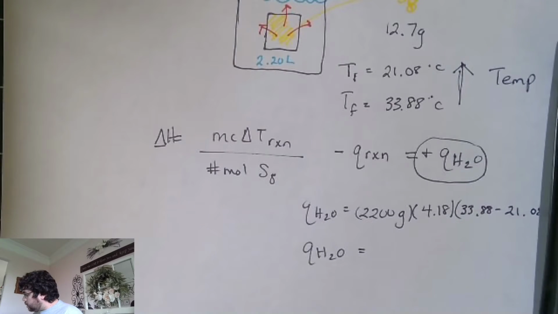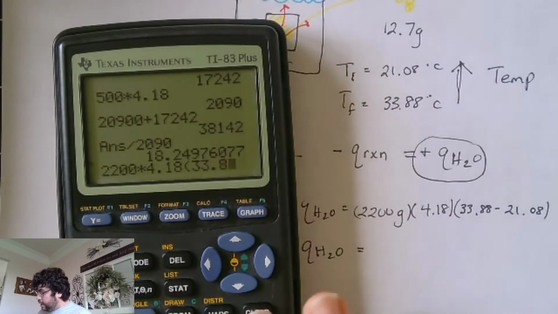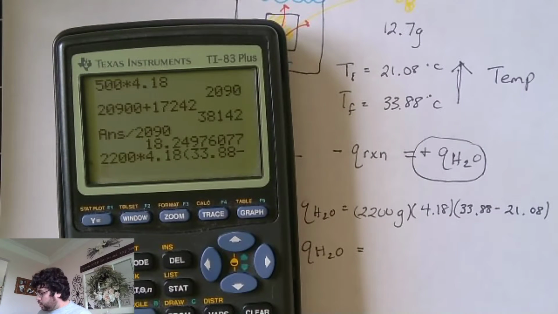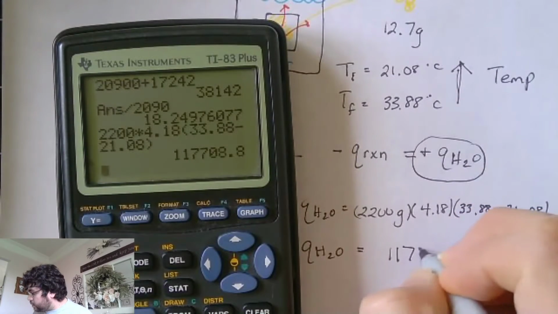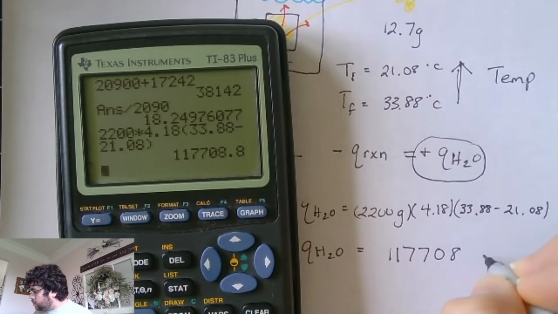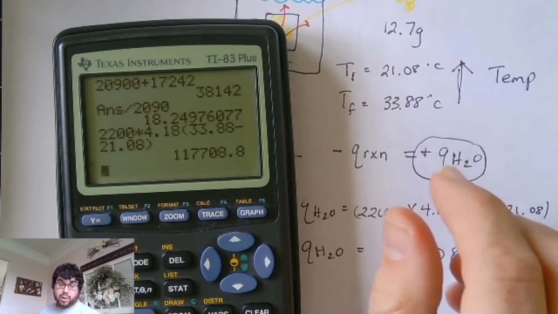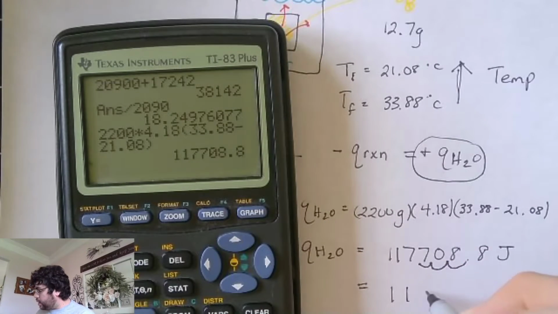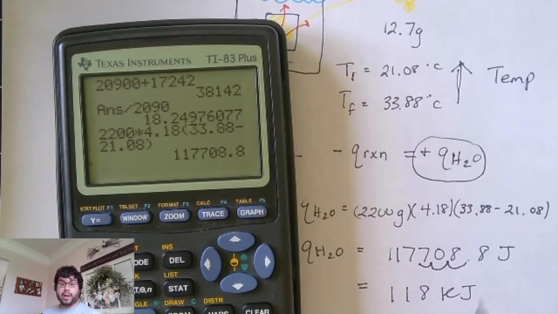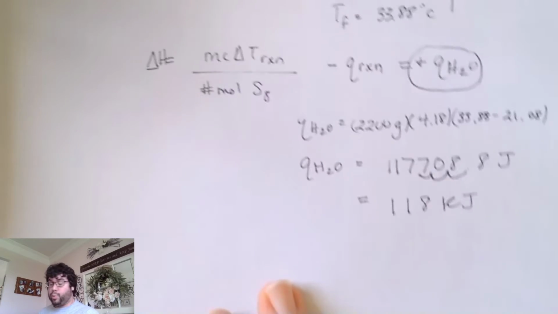So the amount of heat that the water gained is equal to, plug that in, 2200 times 4.18 times, let's do this in parentheses, 33.88 minus 21.08. So that's a lot of energy there: 117,708.8 joules. Now, I need the answer to be in kilojoules, so I'm going to divide this number by 1,000. It's going to be about 118 kilojoules. I'll just round there right now. About 118 kilojoules of energy were absorbed by the water.